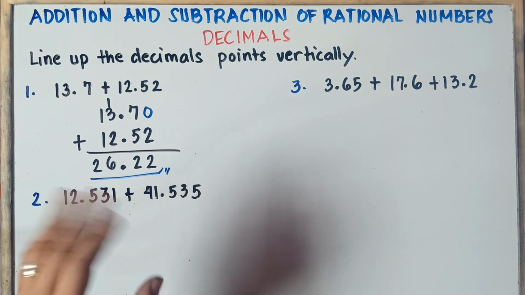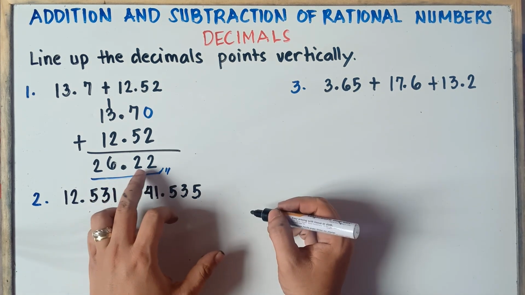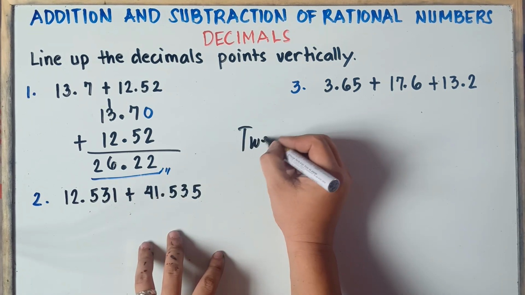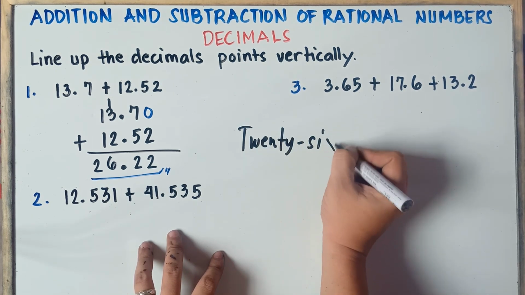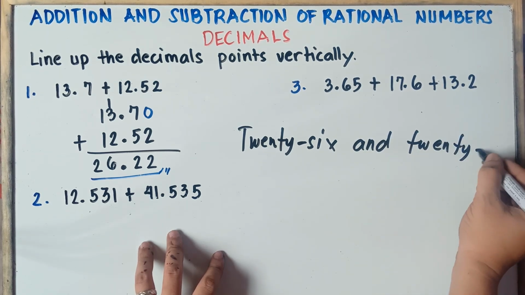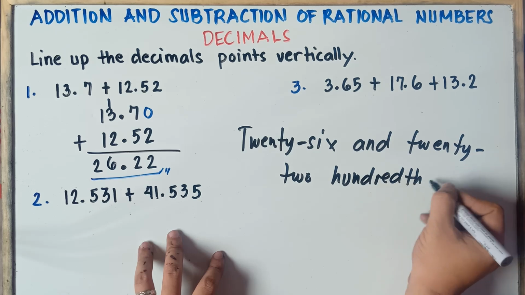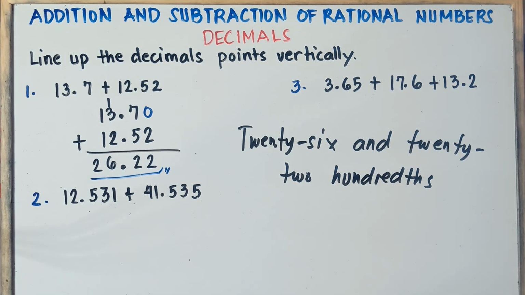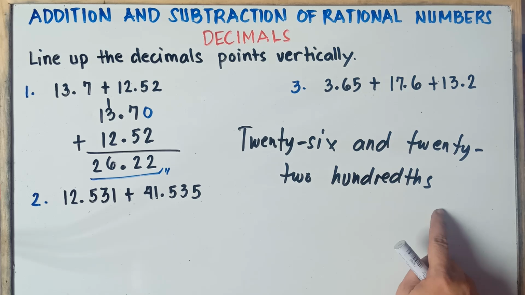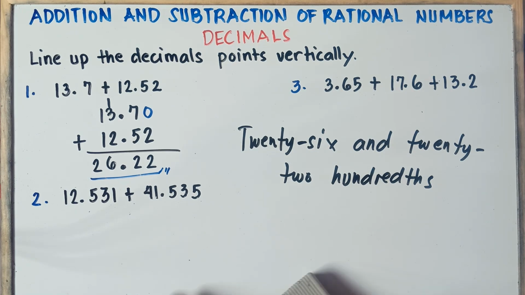Now, to read this one in words, class, this is 26.22. If you want to read this one, this will be 26 and 22 hundredths. Once again, class, place value: tenths, hundredths. I hope you remember this one, class, in reading numbers into words. Do not forget the place value tenths, hundredths. So 26 and 22 hundredths.